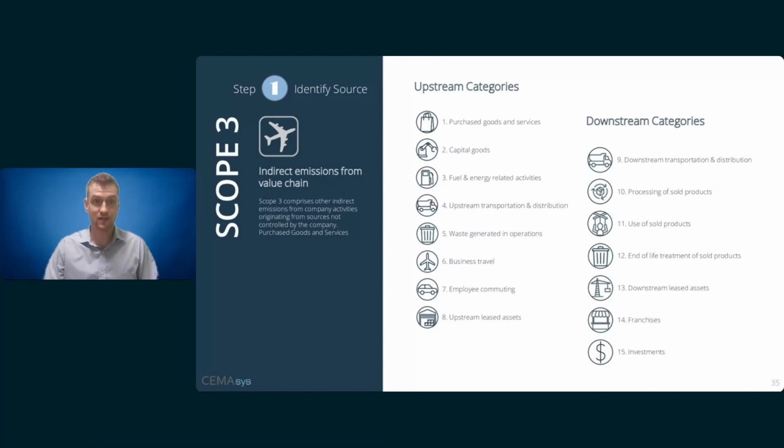Obviously, Scope 3 can get a little bit more complex. Note, though, that not all 15 categories will be relevant to all companies. So we always suggest companies conduct a Scope 3 screening to determine relevance and related activities for each category.